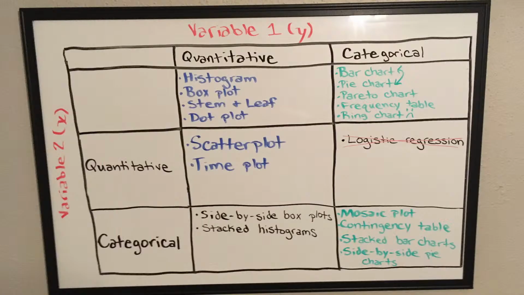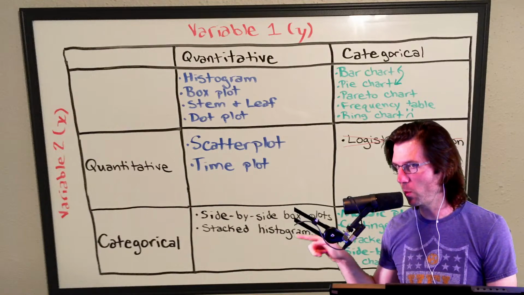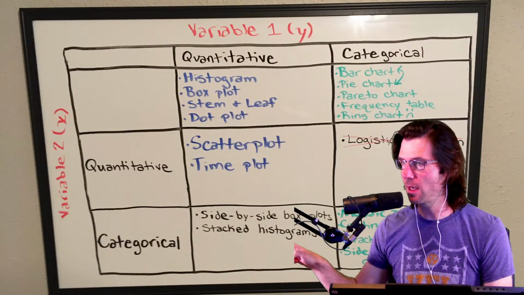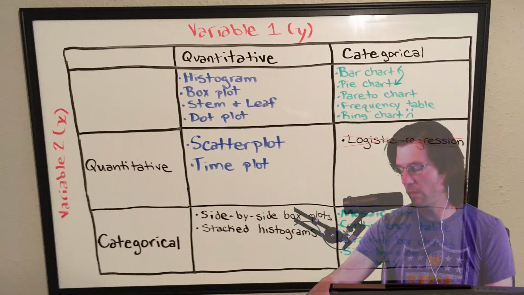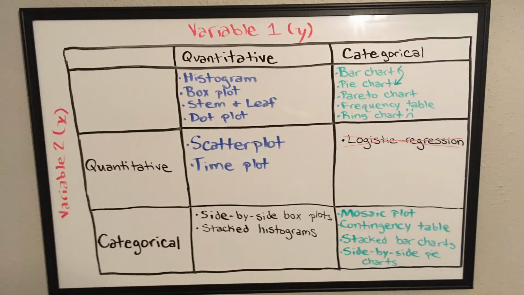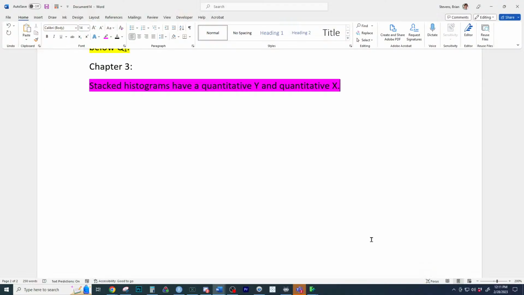Let me go to my effects screen to do this. Stacked histograms have a categorical x. You have to take a look right here at the stacked histograms. They have a categorical x. See, it says variable x on that side, and a quantitative y. So this graphic shows us that they are bivariate. We have two variables, and the histograms themselves are quantitative, but when you stack them, you're doing it on a categorical variable.